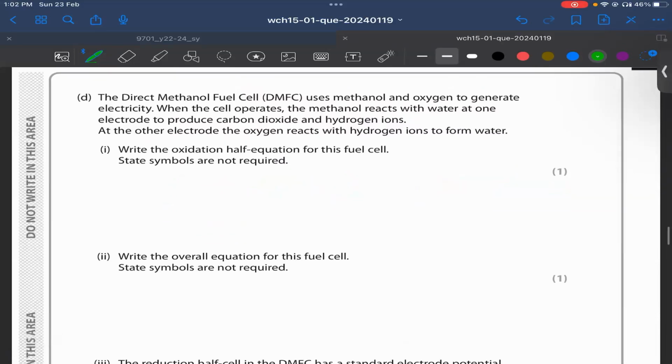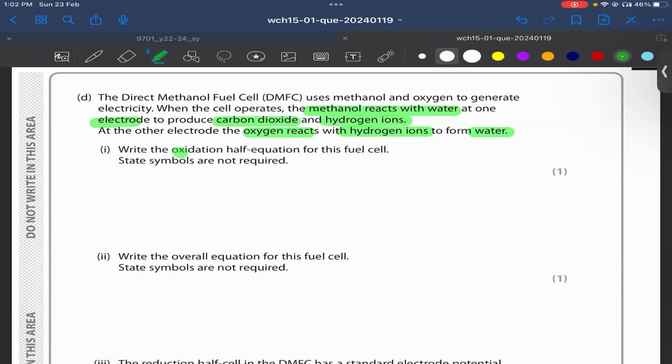Now, the direct methanol fuel cell uses methanol and oxygen to generate electricity. When the cell operates, the methanol reacts with water at one electrode to produce carbon dioxide and hydrogen ions. At the other electrode, oxygen reacts with hydrogen ions to form water. So these are the two half equations.